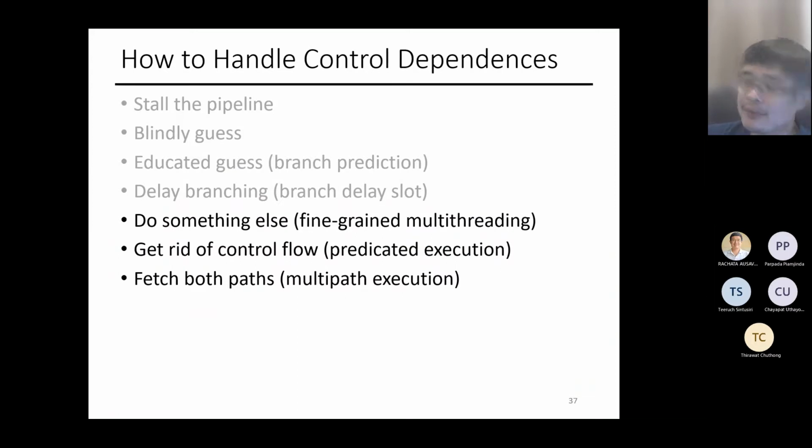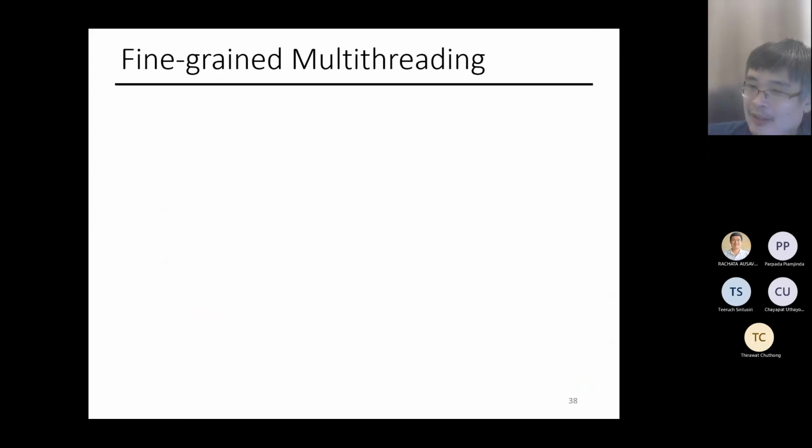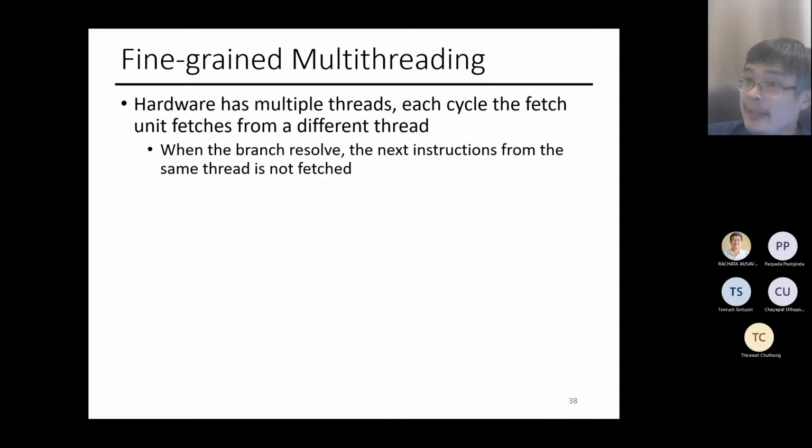The other thing is we can do something else. This technique can be called fine-grained multi-threading, right? Because the hardware can maintain multiple threads on the go as well, when you have a branch instruction, you can switch to another hardware thread. We'll go into more detail when we talk about the GPU and multi-threading, so we are not going to dive into this concept right now.